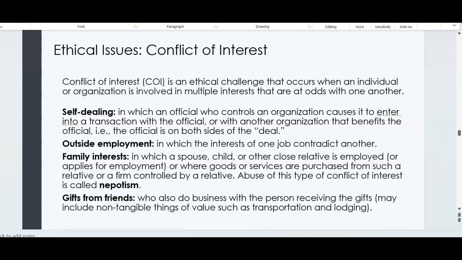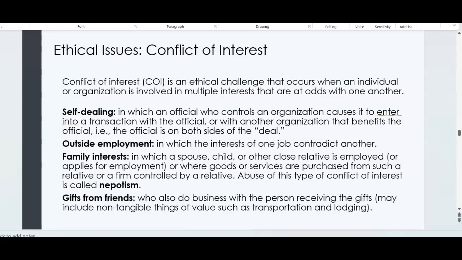Outside employment: sometimes a worker might have two jobs and they could conflict with one another. The interests of the two jobs might actually contradict each other. An example might be a recruiter for JCC, somebody who's trying to get students to come to the college, and that person also works at another college. If you have a recruiter for JCC, they're absolutely going to be conflicting with interests for a recruiter for St. Bonaventure. So we really need to avoid that type of outside employment where the roles of each company are conflicting.